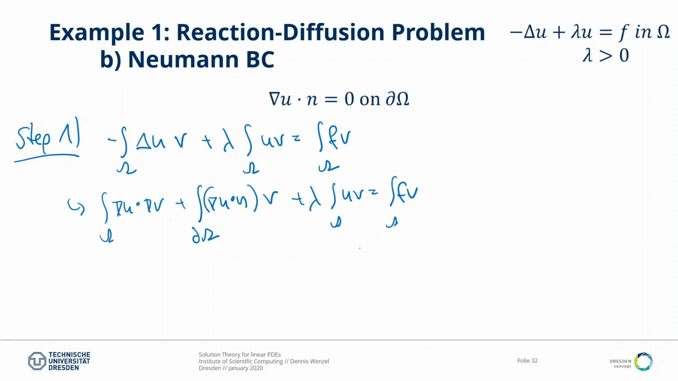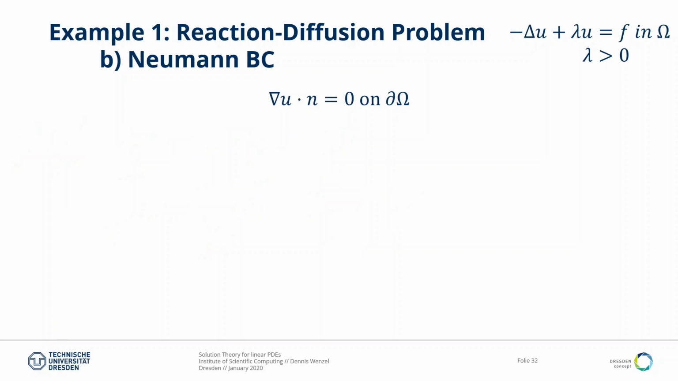Now we are no longer talking about Dirichlet boundary conditions, so we no longer know that v is 0 on the boundary. So we can't just vanish the boundary integral because of v, but we see that the gradient of u in normal direction is 0. So this boundary integral vanishes again, but this time because of the first factor and not because of the second one. So this vanishes again, and we again arrive at the same bilinear and linear forms as before.